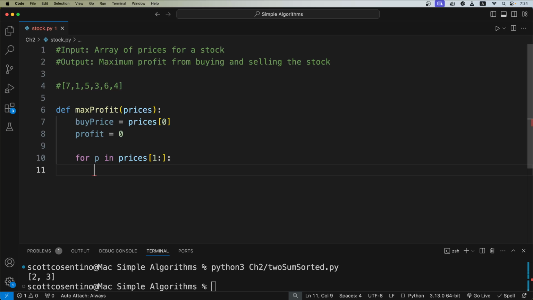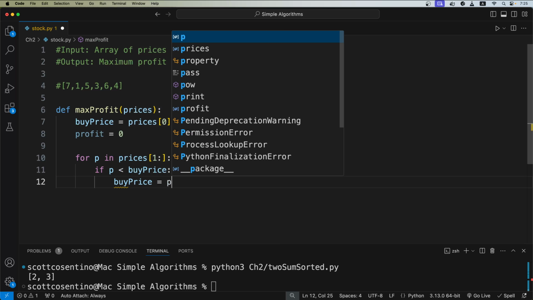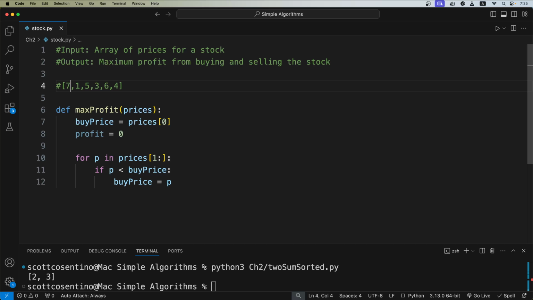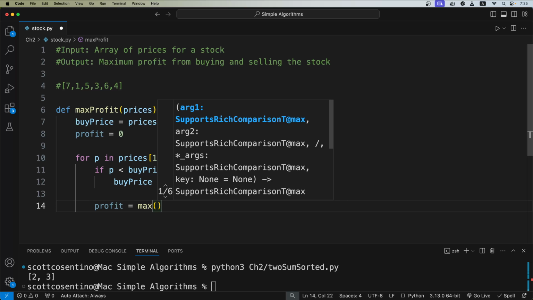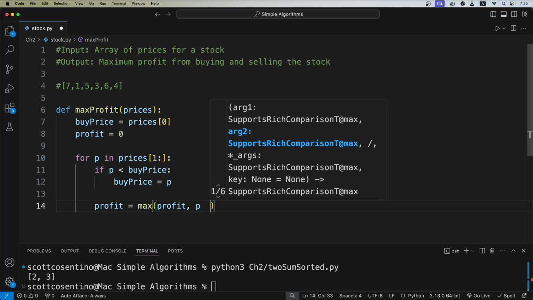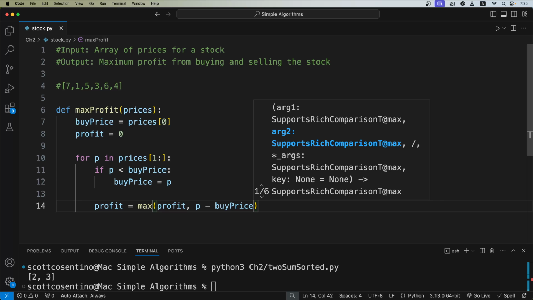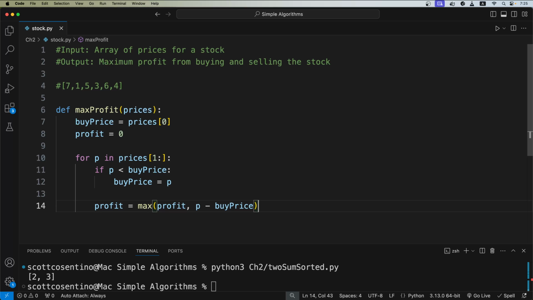Basically all we're going to do here is say, if the value p that we're currently at is less than our buy price, then we make the buy price equal to p. So this is saying if the value we're currently at is smaller than the thing we're currently buying at, we're going to choose to buy at that value. And then from here, each time we just recalculate our profit. So our profit is going to be the maximum of our current profit value and p minus the buy price. If p minus the buy price is bigger than our profit, then we update our profit. Otherwise, we keep the profit as our maximum profit, right? And that's really all there is to it. From here, we return our profit and we are done.